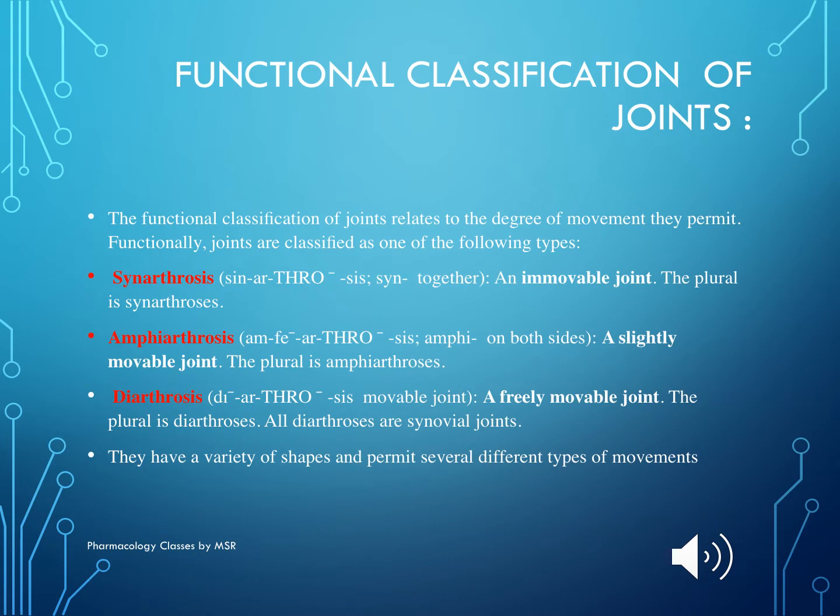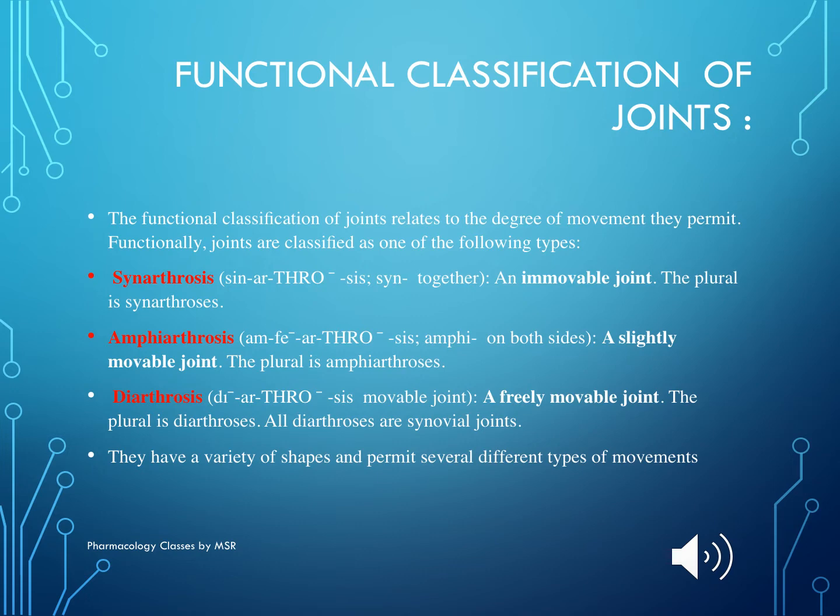Depending upon the function of the joints, they are again subclassified, which is called the functional classification of the joints. What is the major function of the joints? They help with movement. Depending upon the movement, they are classified into three types: synarthrosis, amphiarthrosis and diarthrosis. Synarthrosis is nothing but holding together. The bones are held very tightly together so that they don't have any movement, so they are immovable joints.